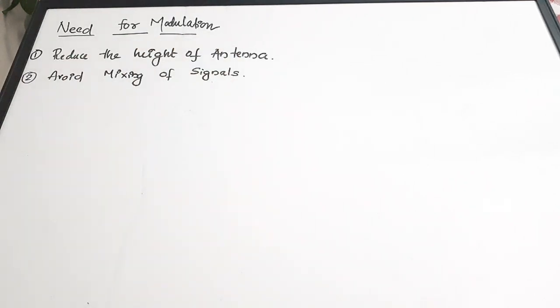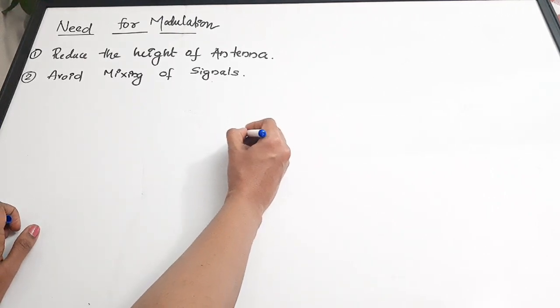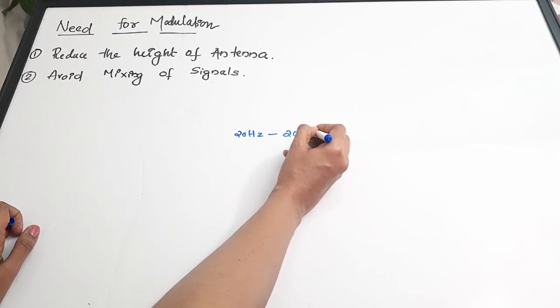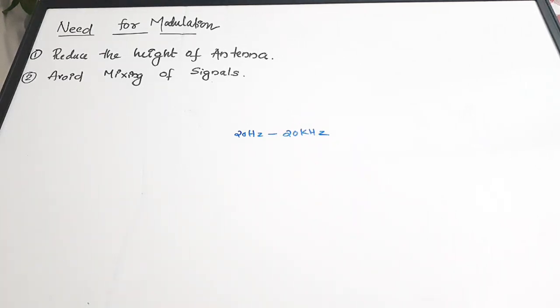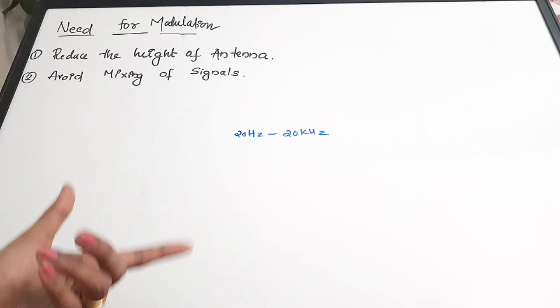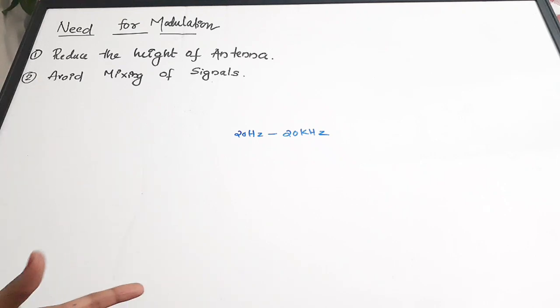Okay. So you know that your sound signal which we are sending is in the range of 20 hertz to 20 kilohertz. Okay, so this is the range of your sound wave. Now when we are performing modulation, we are going to modulate each of the sound waves we are sending with different frequencies. That is, we are going to use different carriers.